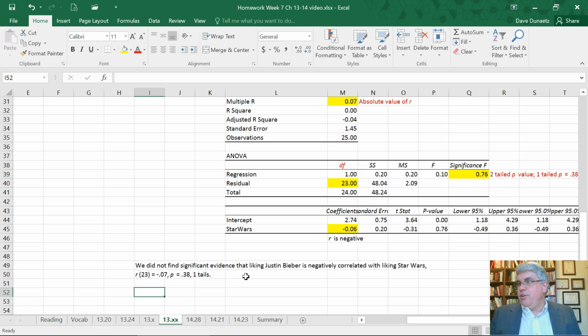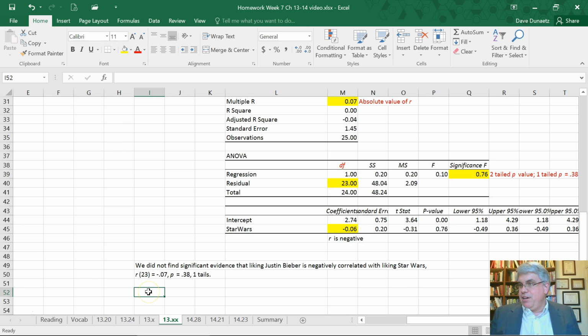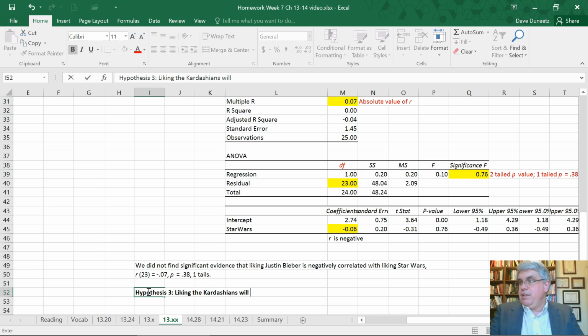Now let's go for a third hypothesis having to do with the Kardashians and Star Wars. I'm going to make the same hypothesis, basically. So Control bold, hypothesis 3, liking the Kardashians will be negatively, let's spell negatively, right? Negatively correlated with liking Star Wars. That's a one-tailed hypothesis also.